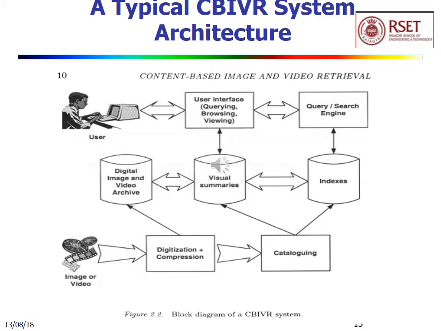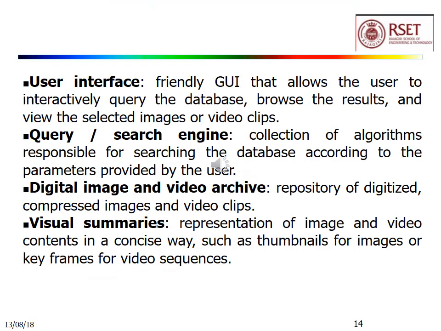And here we have a video repository or image repository, and sometimes the images are digitized and compressed. Then we need to get the features, which are called visual summaries, from the dataset. After that we need to do some indexing, and after that it will retrieve through the search engine. So this is the basic block diagram of CBIVR.